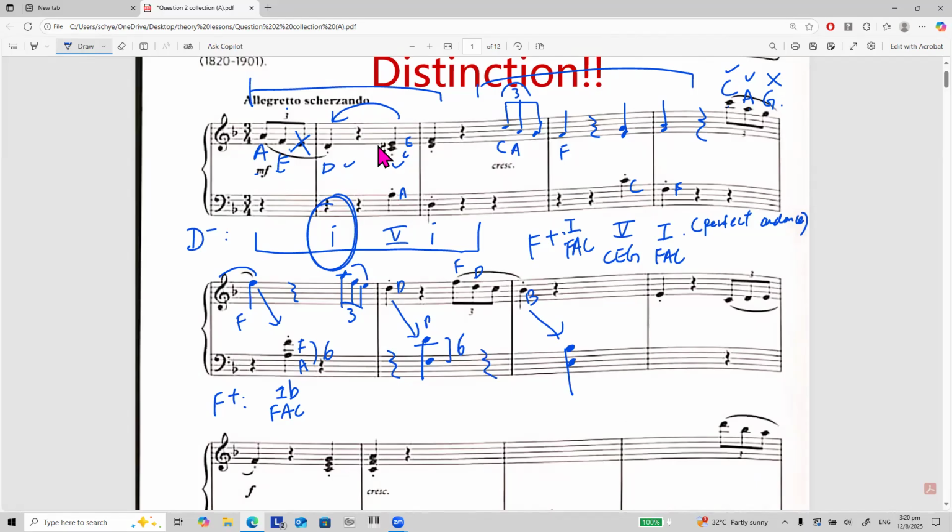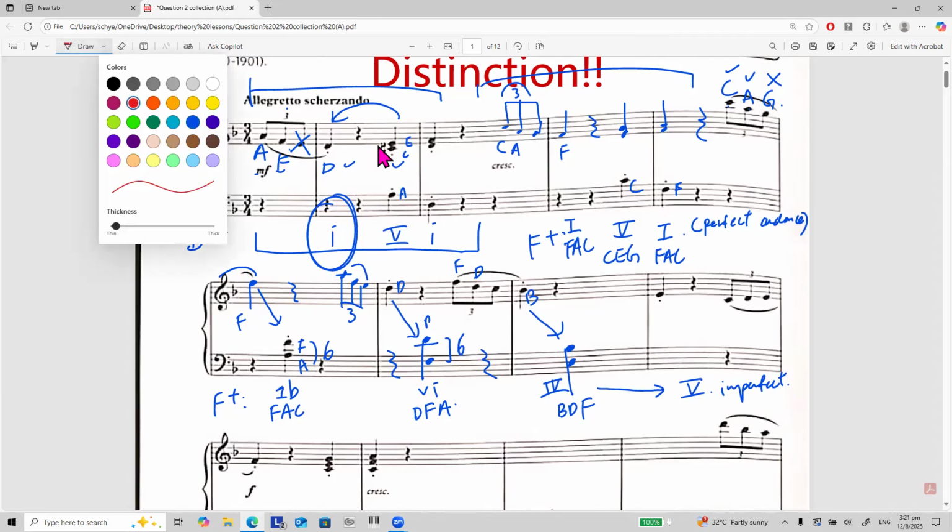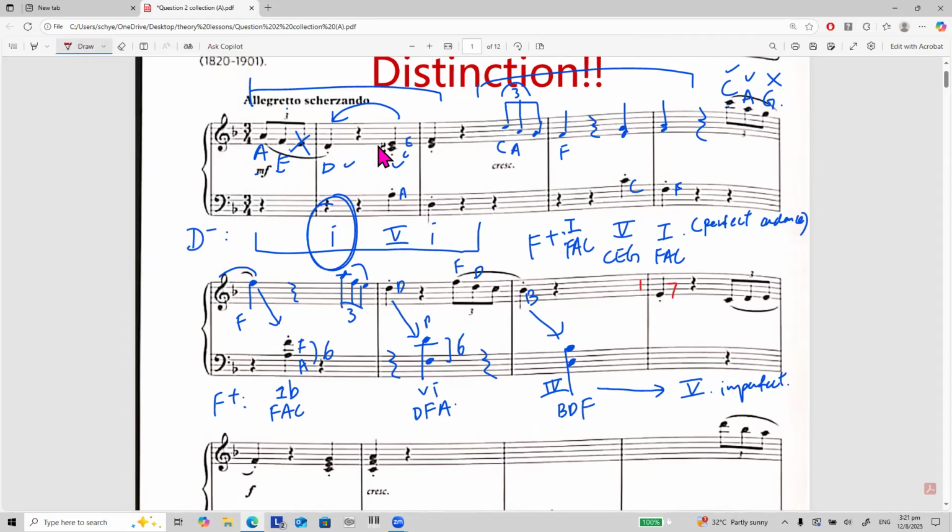So F major, D, F, A. Here is D, F, A. It's chord 6. This is B, D, F. It is chord 4. And then over here, it ends with a leading note of F major. If it's a leading note, very likely this 4 can go to 5 to form an imperfect cadence. And if this is a leading note, this is a 7, it should be preceded by tonic.